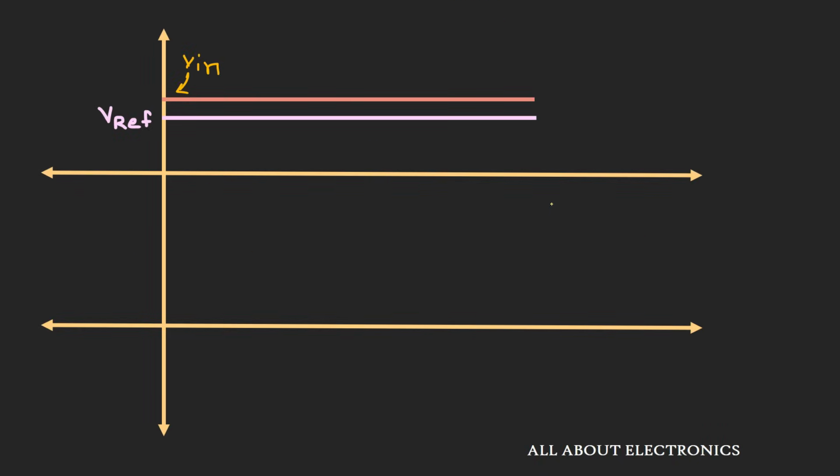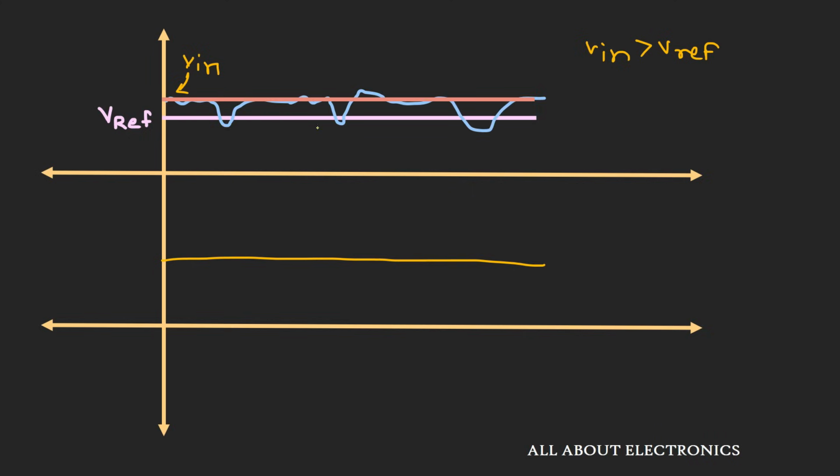So here we have two voltage levels. One is the reference voltage and one is the input voltage. And here assume that the comparator is configured in a non-inverting configuration. So here the input voltage is greater than this reference voltage, so ideally the output of the comparator should remain high. But suppose noise gets superimposed over this input voltage, then let us say the input signal looks like this.